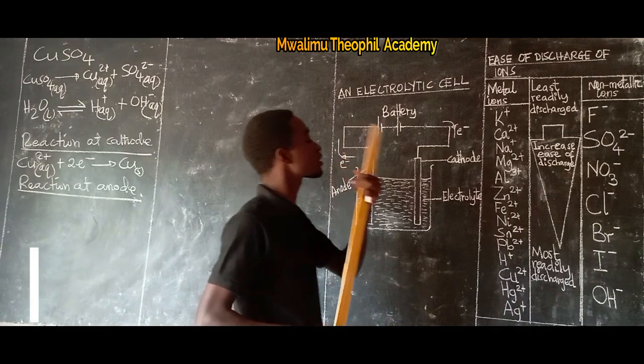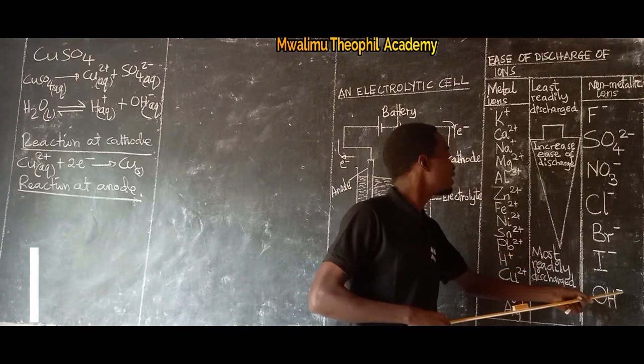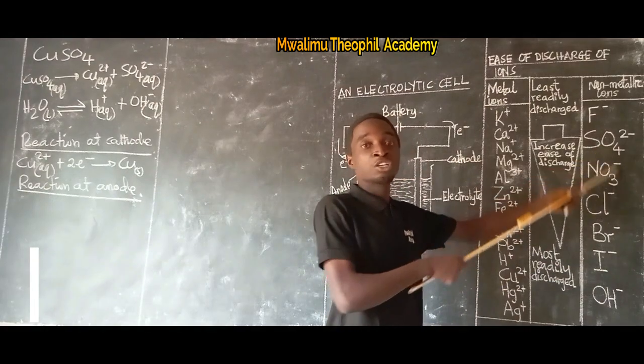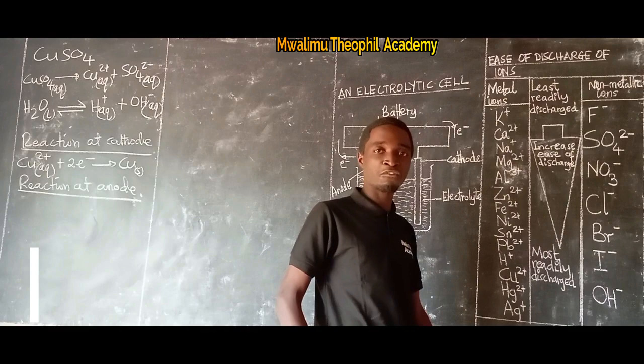In electrochemical series, we find that hydroxyl ion is below the sulfate ion. So here, hydroxyl ion is going to be discharged in preference to sulfate ion.